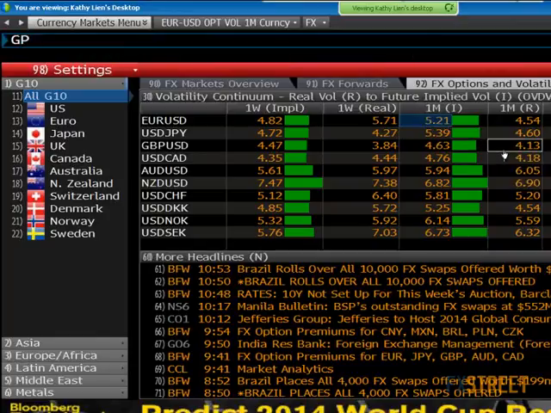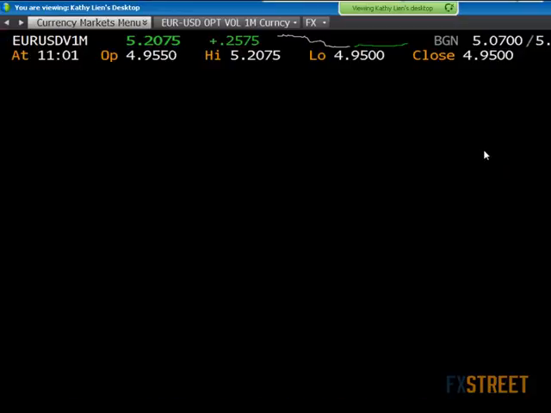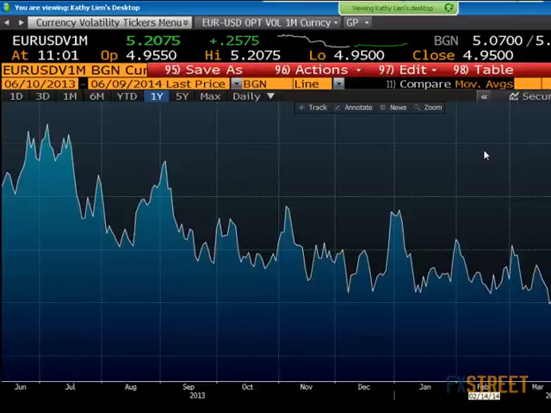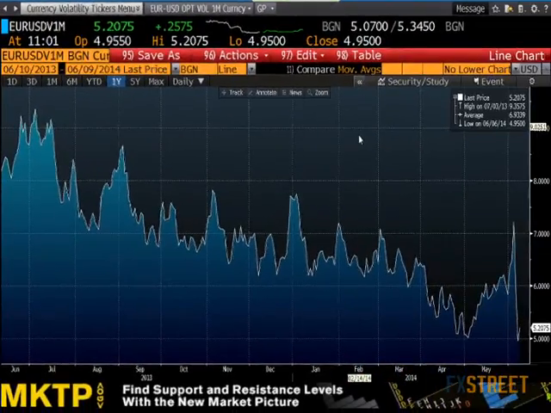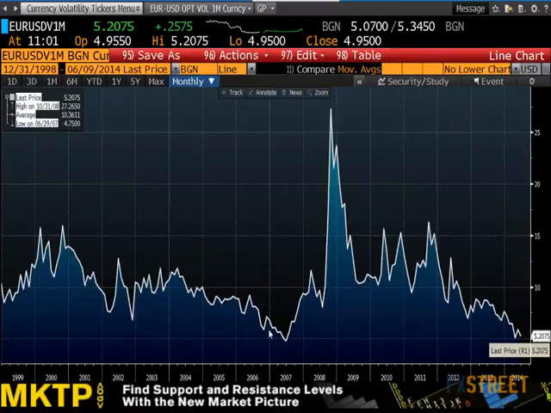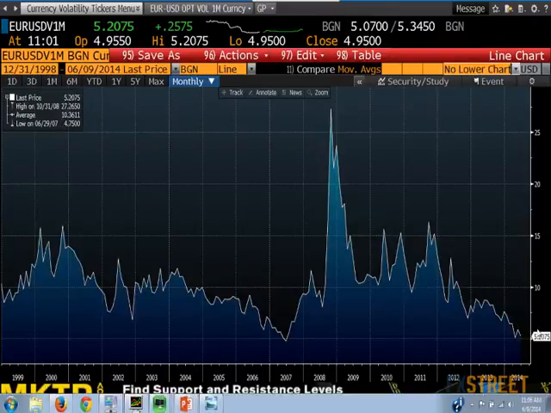Taking a look at the euro dollar 1-month volatility, I'm pulling up a chart right now, and I'm going to expand it to a max chart. Just give it 1 minute to load up on your screen. What you will notice from this max chart is that we have not been at volatility levels this low since 2007. And in 2007, this was, quote unquote, the lowest level in volatility that we have seen since '99.